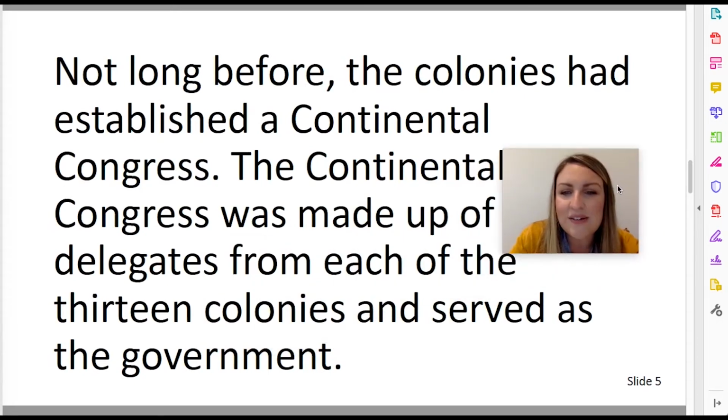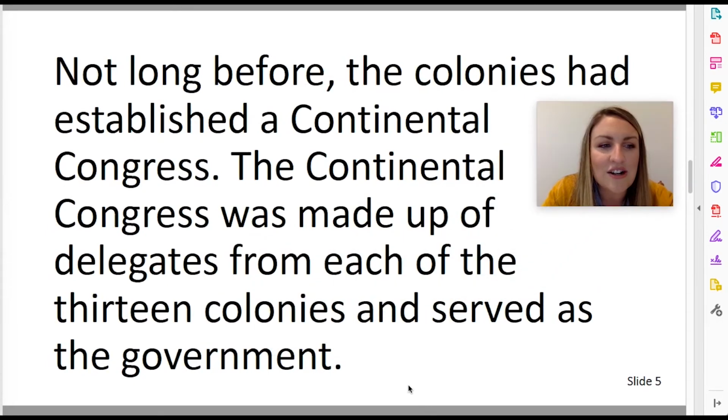All right, boys and girls, I'm so excited to get started reading with you today. Not long before, the colonies had established a Continental Congress. The Continental Congress was made up of delegates from each of the 13 colonies and served as the government. The colonies had established a Continental Congress.